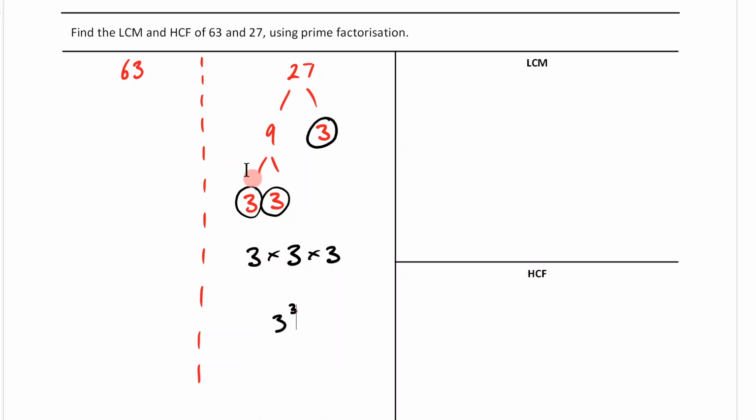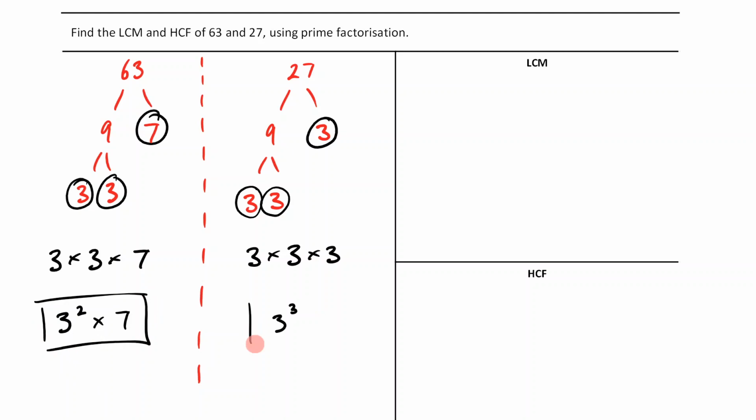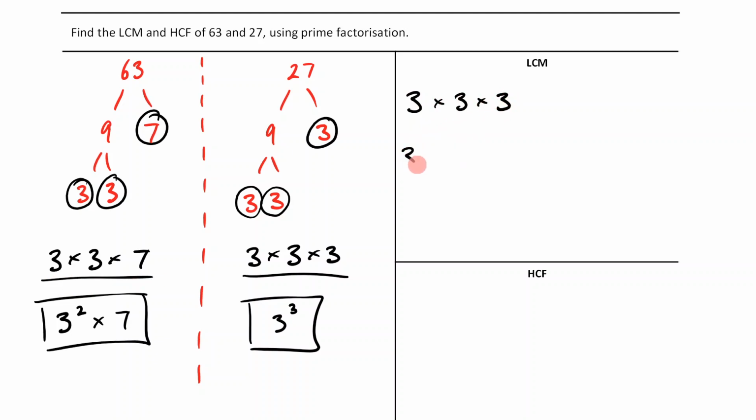And then for 63, what can I break 63 down into? Well, what about 9 and 7? 7 is a prime. The 9 is 3 and 3. Now all of those are primes. So I've got 7, 3, and 3. So it's 3 times 3 times 7, 3 squared times 7. So those are my prime factor forms. Now I'm just going to come over here and rewrite this. I'm going to take this and write it out again, and then take this one and write it out again.